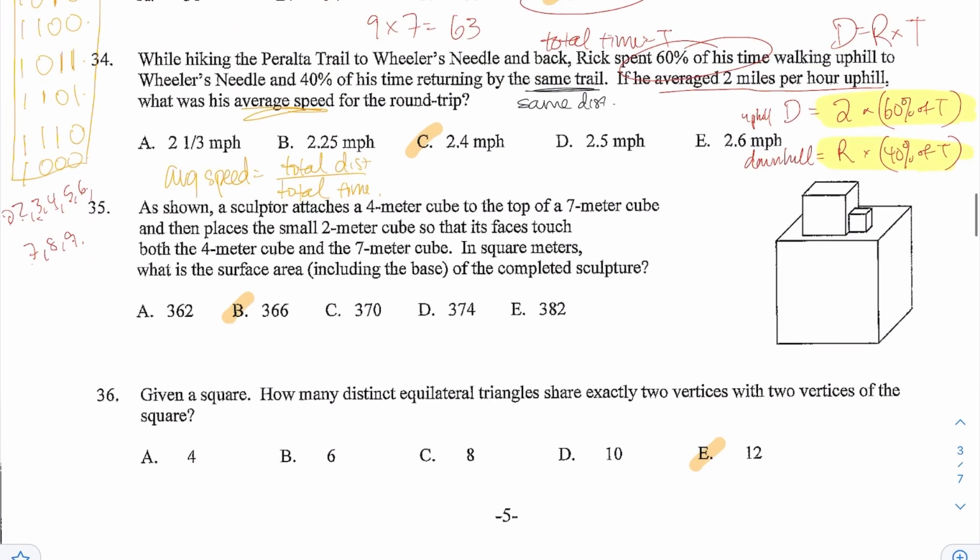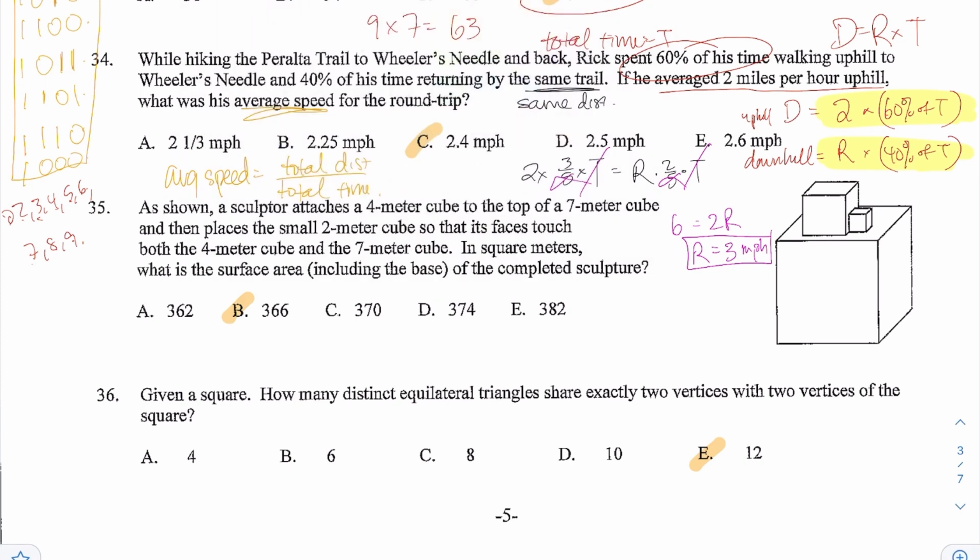So that means that 2 times 60% or 3/5 times T is equal to his rate going downhill times 40% or 2/5 of T. So here, a couple things cancel out. T will cancel out. The denominator 5 will cancel out. So you're left with 6. 2 times 3, which is 6 on the left, is equal to 2R. So his rate going downhill would be 3 miles per hour.